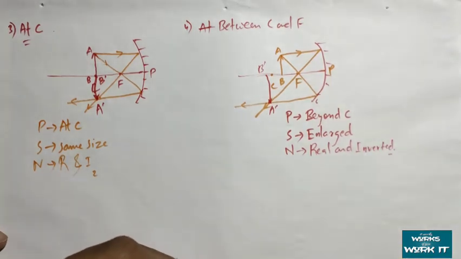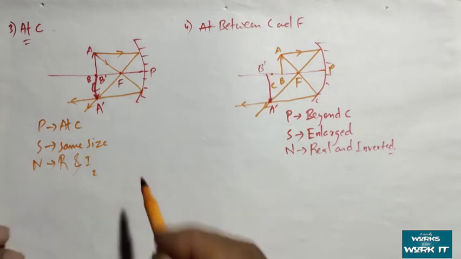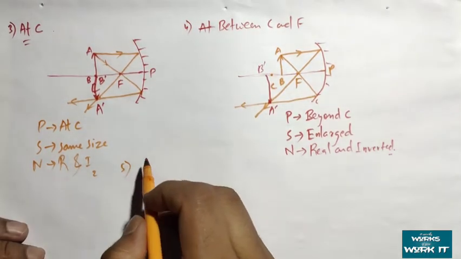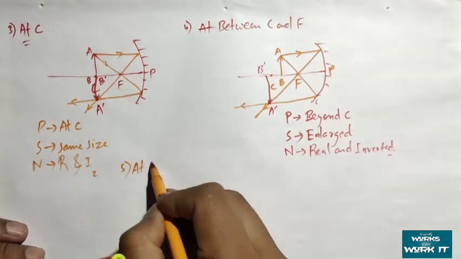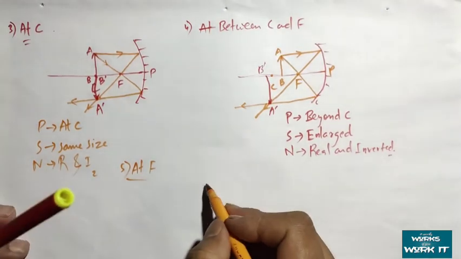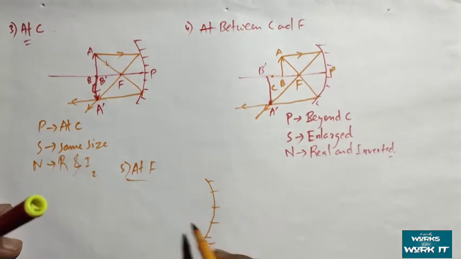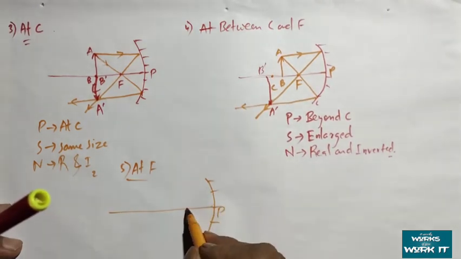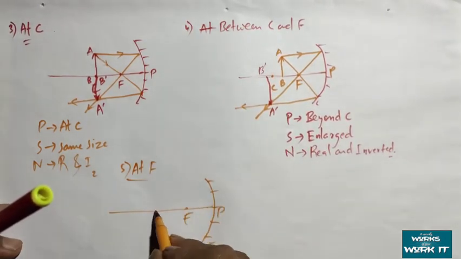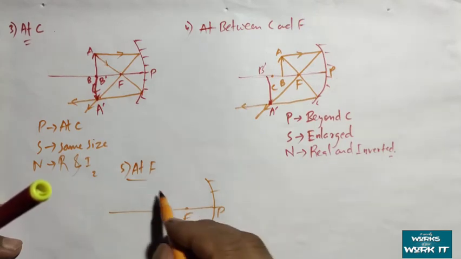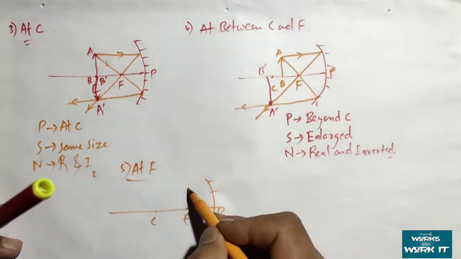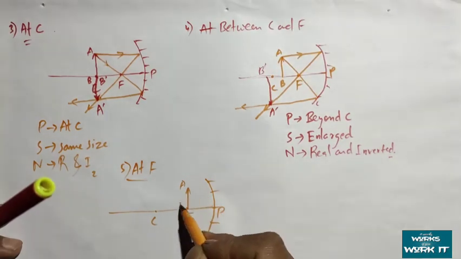Okay, next, number 5, that is the object is at F now. So if I draw again the concave mirror, principal focus, then after center of curvature. So where is the object now? It is at F. So it is A and B.